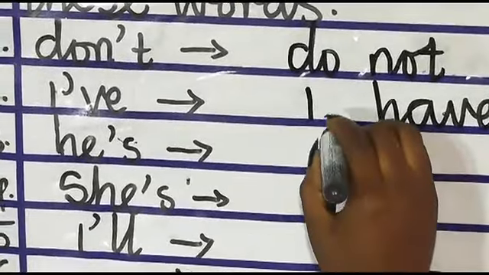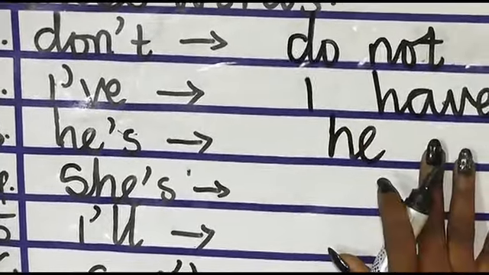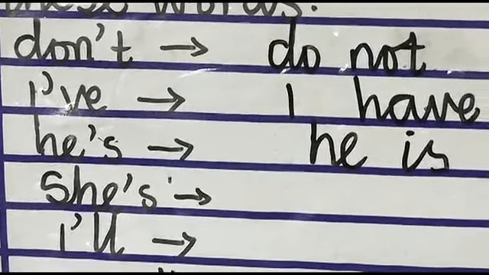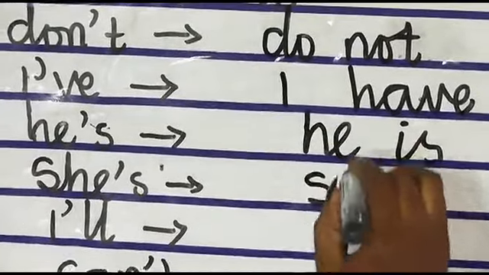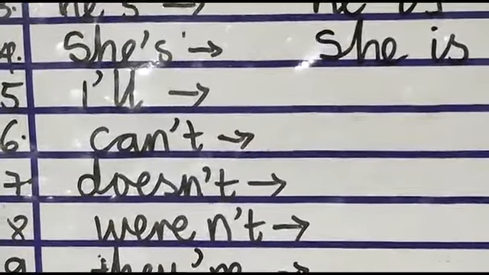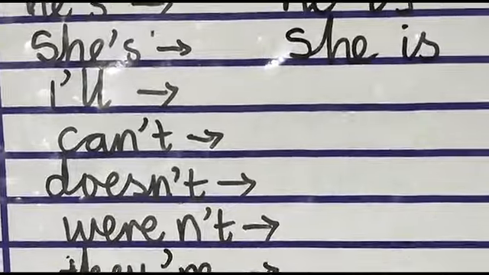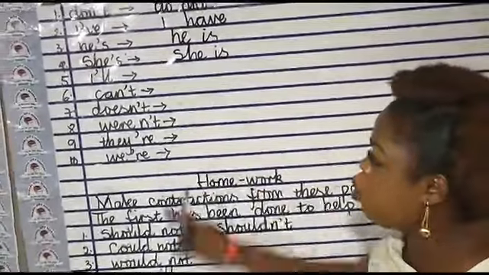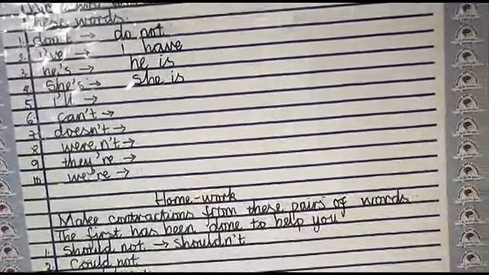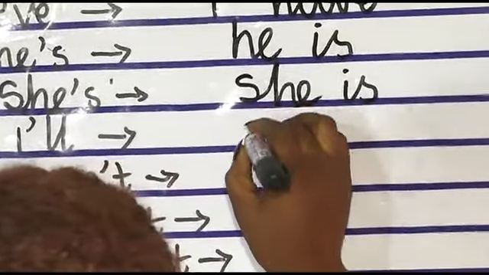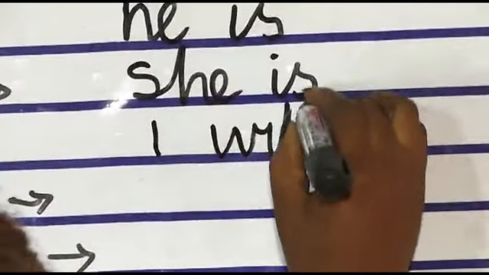Number three, you have the word he's. You can tell me what is to be here. The words are he is. Number four, you have she is. Now, let's come to number five. Who can give me the answer to number five? When you go back and go through your examples, I think you should be able to provide the answer. You should have the answer as I will.